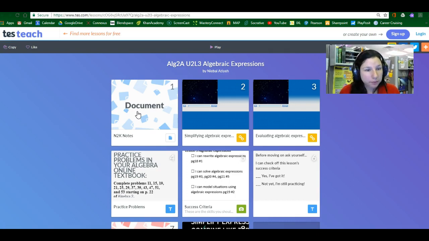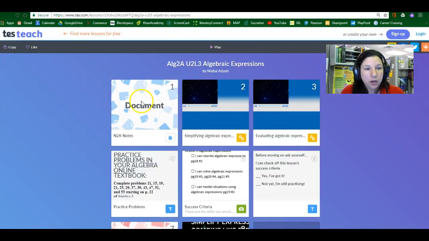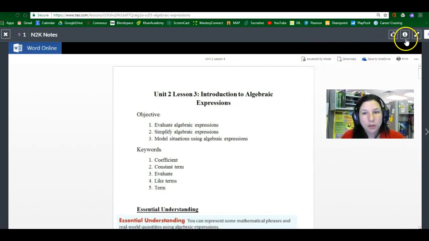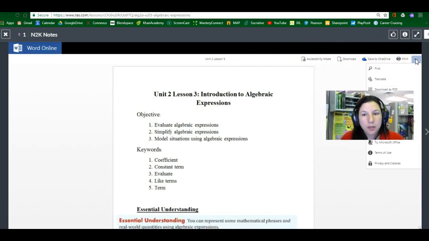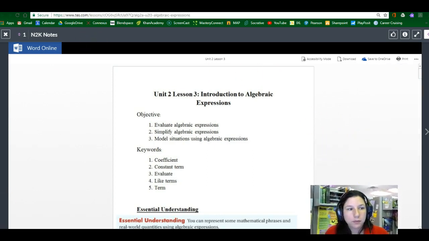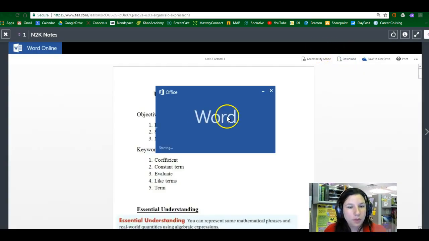So for help with the vocab and to get a list of what you need to know, you can click on the lesson link that you're working on from the message board. That'll take you here. You can open up your notes and you can go ahead and download these. And I'm going to do that so that I can actually take notes in the document itself.